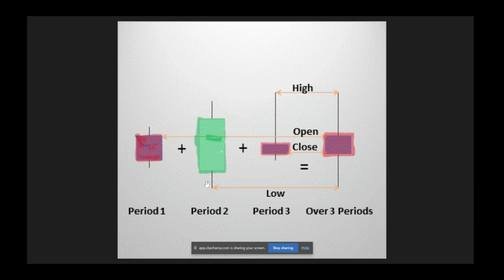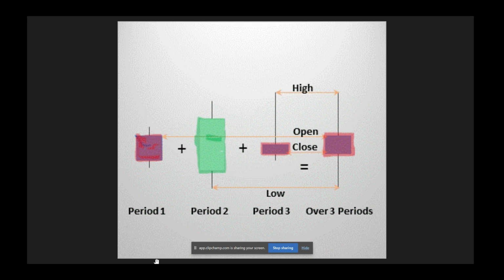Okay, so if you look at this, to start with, there was a candle that closed negative, and then you had a massive positive candle, and then you had a negative candle as the third one. So overall, this whole thing is showing a negative bias, right? So that's what it will give you when you combine the candlesticks.